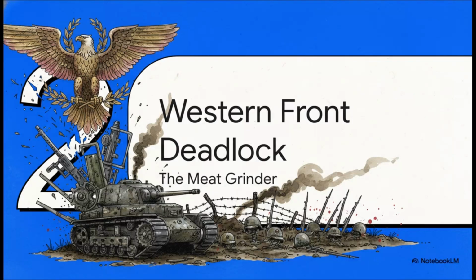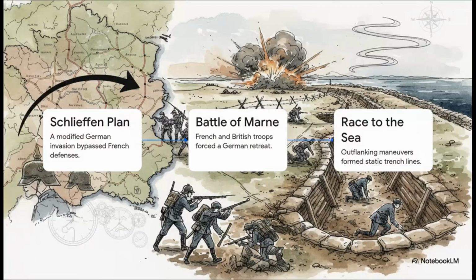Section 2. Deadlock on the Western Front. The meat grinder. You see, the soaring pre-war rhetoric about a glorious, swift victory crashed headfirst into the grim, mechanized reality of modern combat. At first, the German army swept through Belgium incredibly fast, executing that Schlieffen Plan. But they were decisively halted just outside Paris at the First Battle of the Marne in September 1914. French and British troops basically found a gap in the advancing German armies, exploited it, and forced them to retreat. What followed was this frantic race to the sea, where both sides just kept trying to outflank each other until they literally hit the ocean and had to dig static defensive lines.